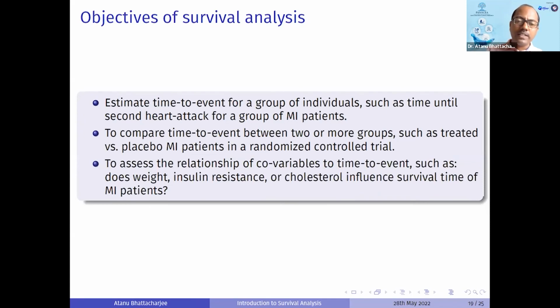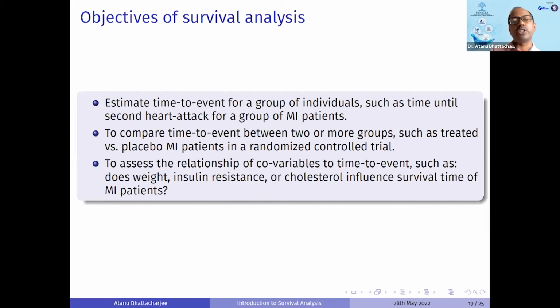The objectives of survival analysis are basically to estimate the time to event for a group of individuals, such as the time until a second heart attack happens in a group of MI patients; to compare the time to event between two or more groups, such as treated versus placebo MI patients in a randomized controlled trial; and to assess the relationship of covariates to time to event, such as whether weight, insulin resistance, or cholesterol influence the survival time of the MI patient.